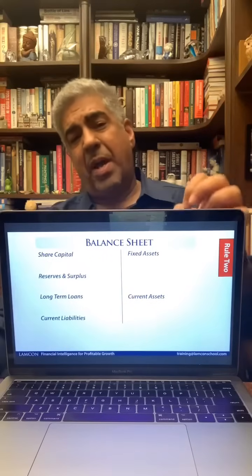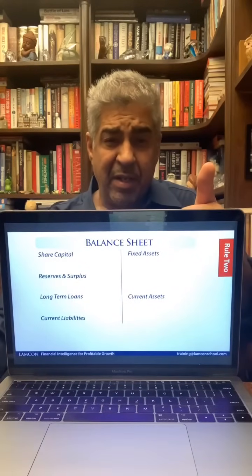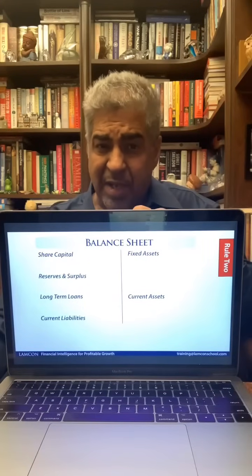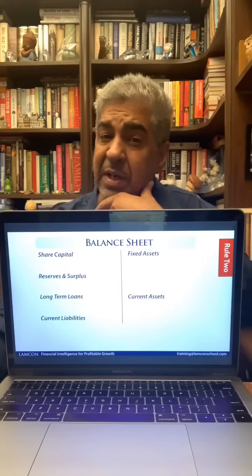Folks, step number one: you want to read a balance sheet, make sure the balance sheet you're trying to read looks like this. If it doesn't look like this, make it look like this. I'm going to give you a few steps how to read a balance sheet.